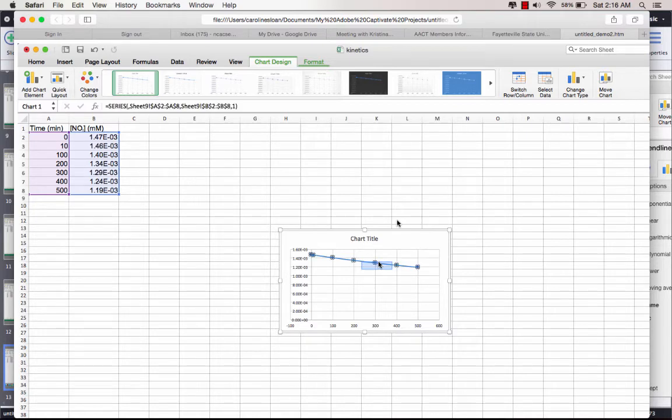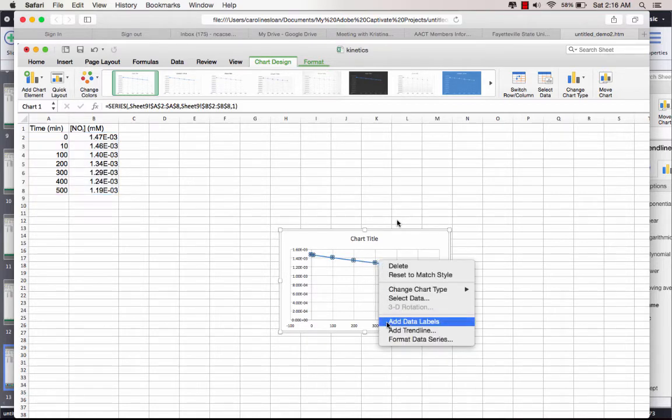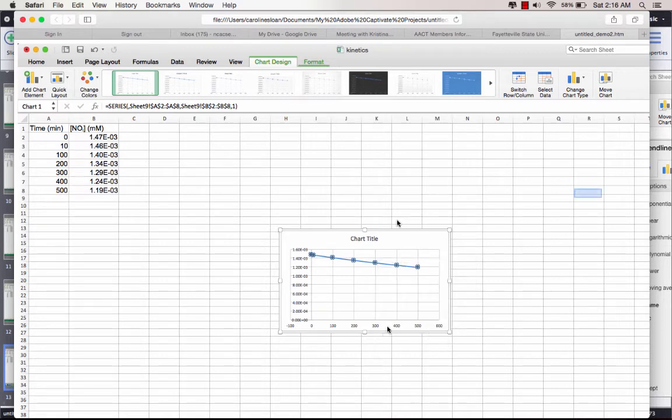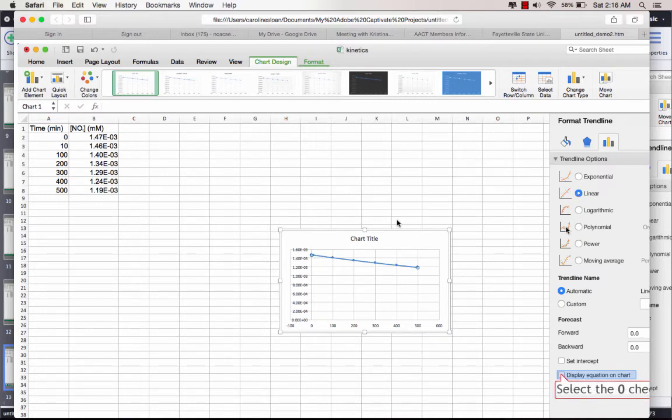The R² value is a measure of how linear the line is, and an R² value of 1 is the closest you can get to a straight line. Pause the video now to see if you can get this first chart.